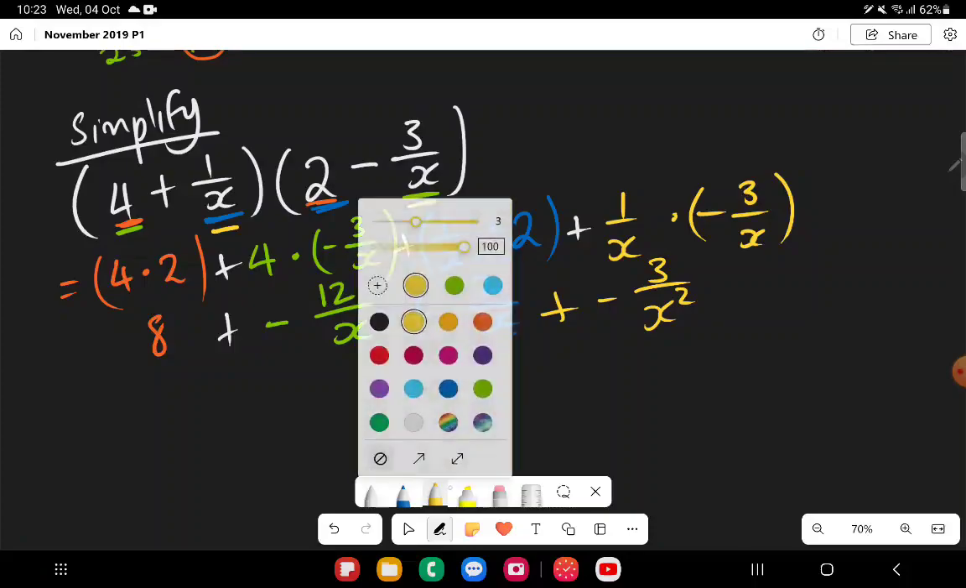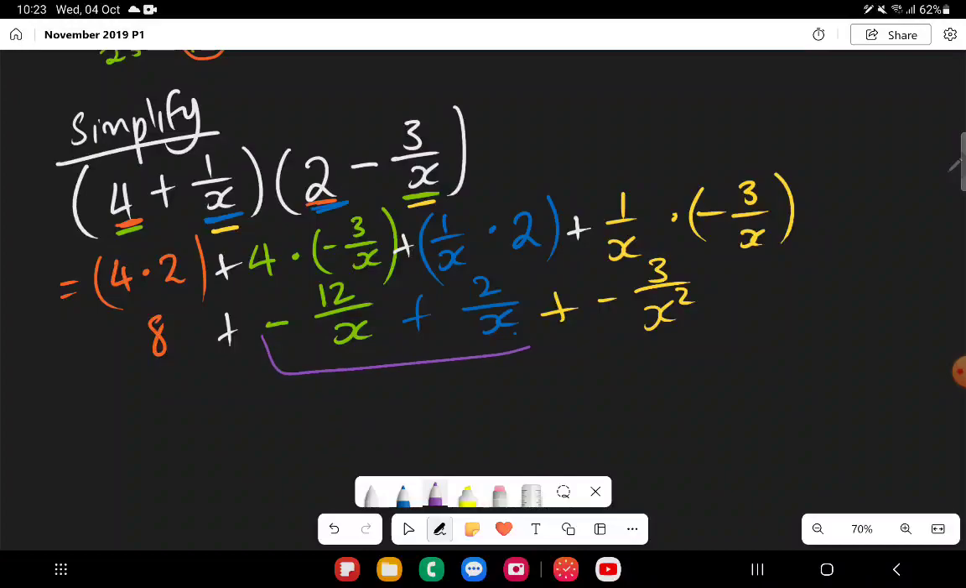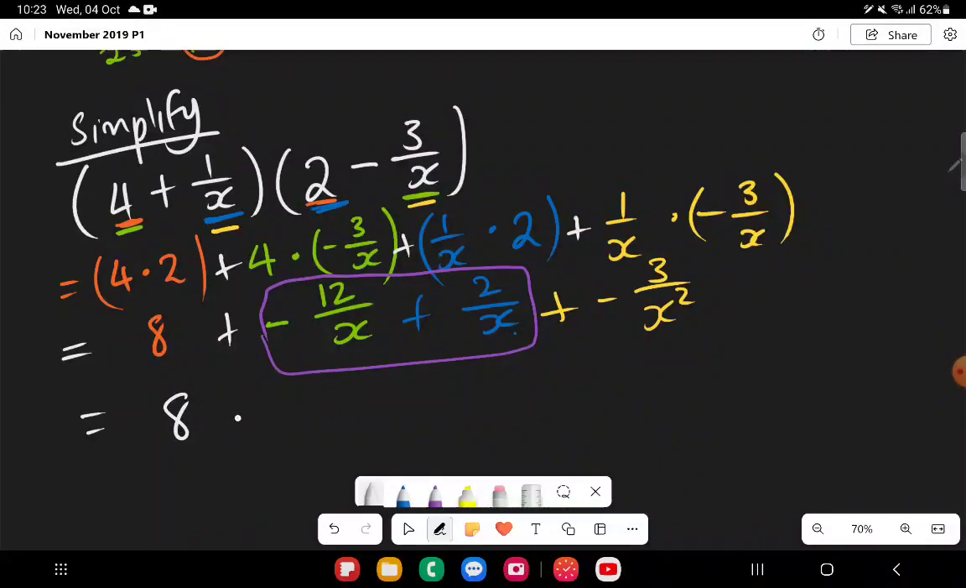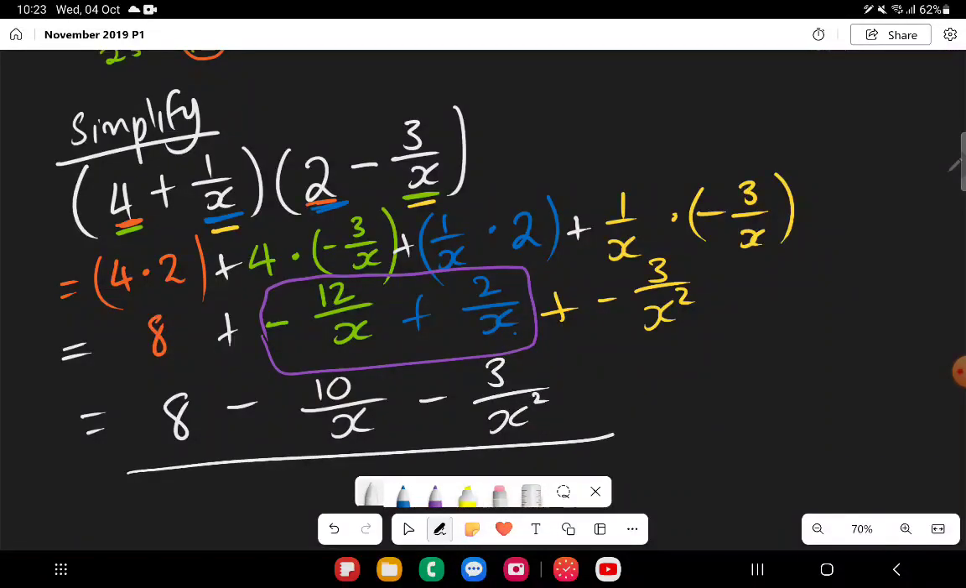And then the last option that we have left is we need to add like terms. So these two are like terms because they have the denominator of x. So my answer is going to be 8 minus 12 plus 2, which is minus 10 over x, minus 3 over x squared. And that's your final answer. This was question 1.1.1. Okay, let's do 1.1.2.